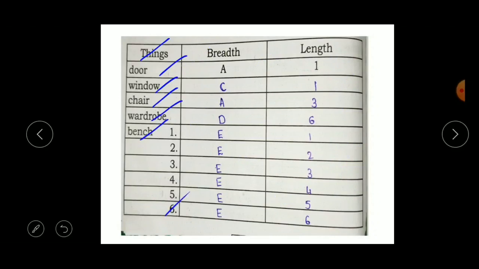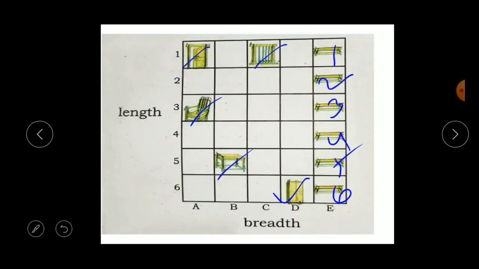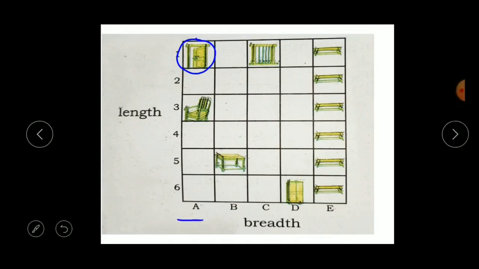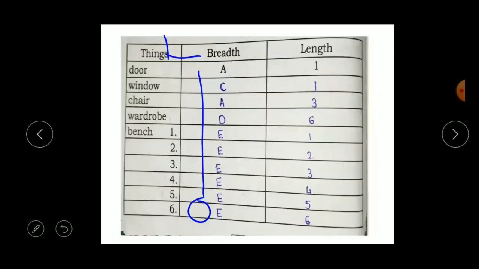Now you only have to tell me what is the breadth and what is the length of the door. First one, take door. Where is the door here? Yes, here is the door. Now you tell me what is the breadth of this door? A. A is the breadth. And what is the length? This is the length, 1. Breadth is A and length is 1. So, breadth is A, length is 1.